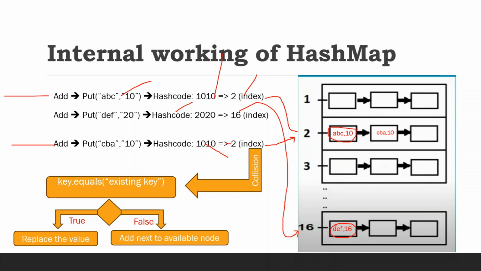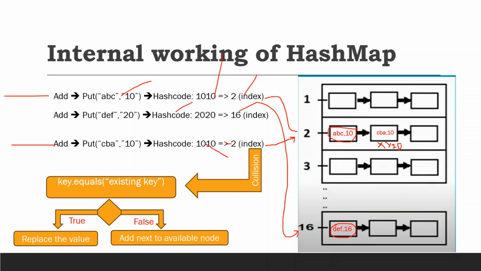So it will add it next to the available node. It is stored at the same index, but it will be added next to the element we have already added, abc. Let's assume the address of this is xx20. So it will store xx20, and this 20 will be stored here, because internally this is an array list.